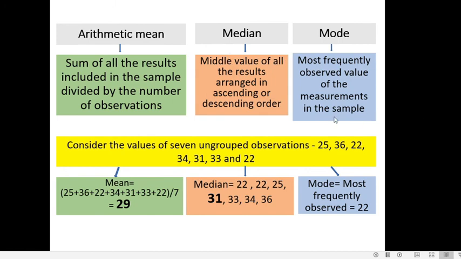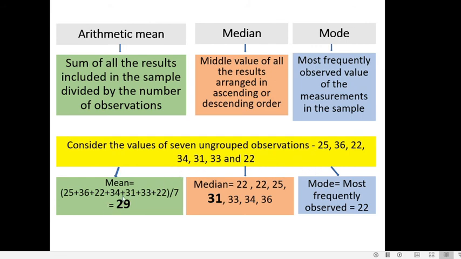Mean, median and mode are the three usual measures of central tendency. So we just consider the values of 7 observations. We are making a study in which we get 7 observations which are not grouped. These observations are 25, 36, 22, 34, 31, 33 and 22. We can calculate the mean, median and mode for all these observations. So we are measuring the central tendency of these observations.